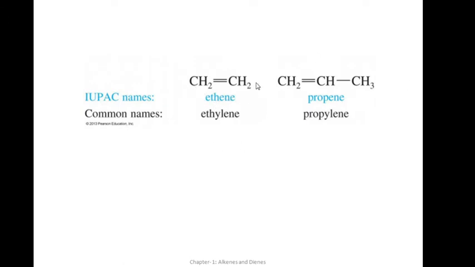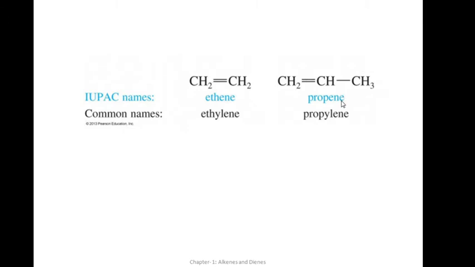So it is a two carbon containing molecule, so it is ethane. Ane is replaced by ene, so we get ethene. So this is three carbon, so the parent carbon atom would be propane. This contains a double bond.